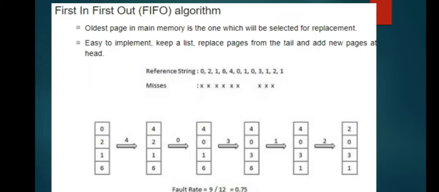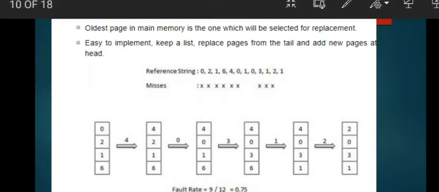This is an example of your FIFO algorithm. Again, don't forget, the oldest page in the main memory will be selected for replacement. This is easy to implement. You just have to keep a list and replace the pages from the tail, and then add new pages at the head. So mag-replace ta sa ubos, then mag-add ta sa taas.